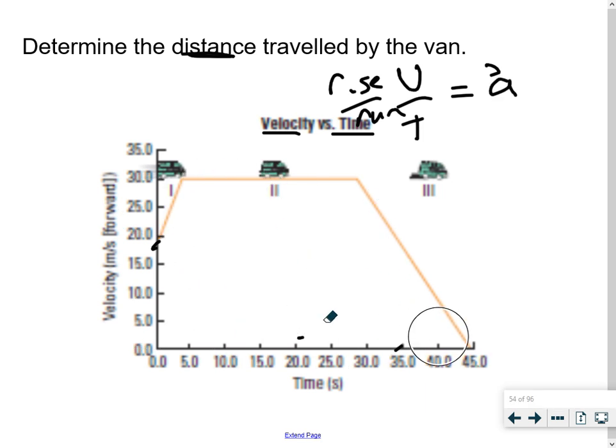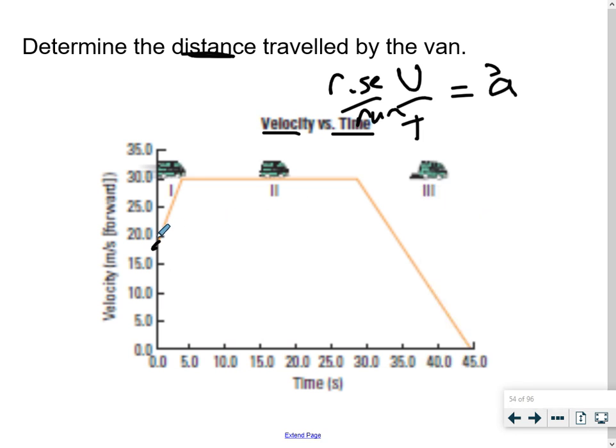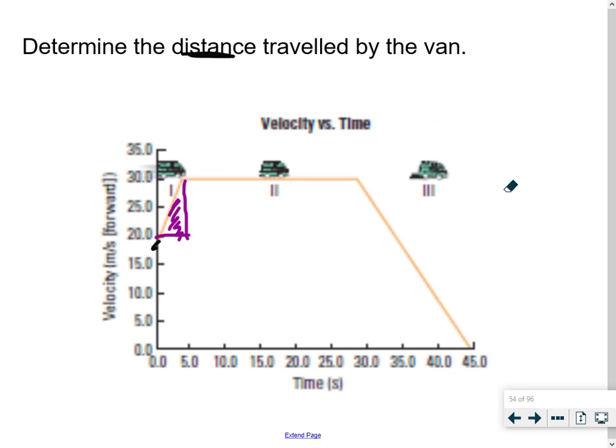Yeah, you make some triangles and squares out of it. I'm going to use colors. I'm going to make a little triangle right there. I'm going to make that little purple triangle. Well, what is the formula for area of a triangle? 1/2 base height.